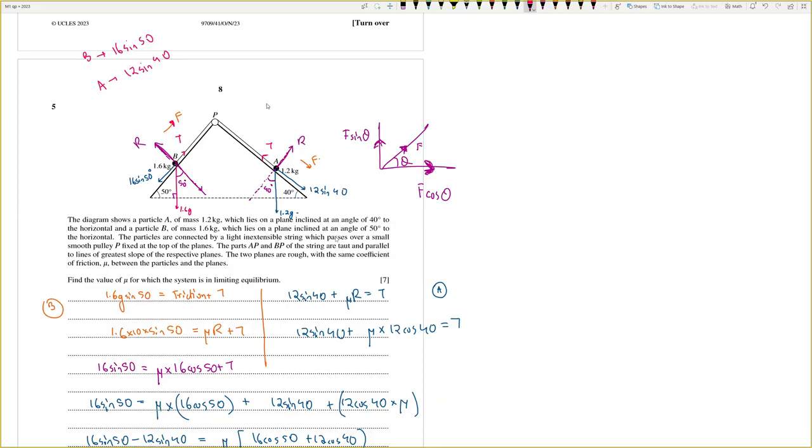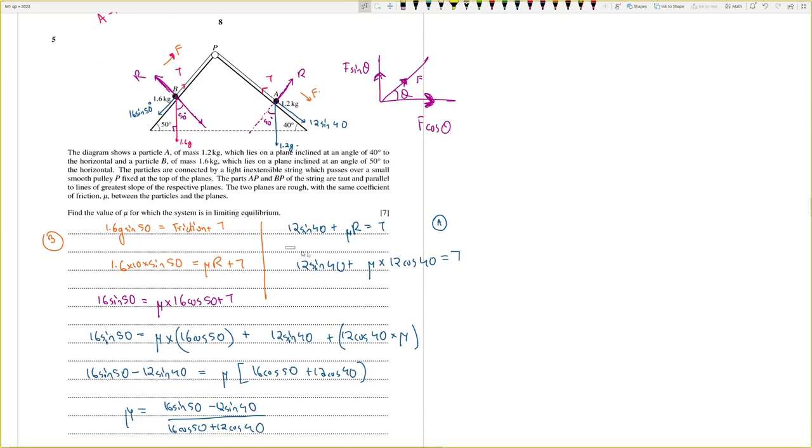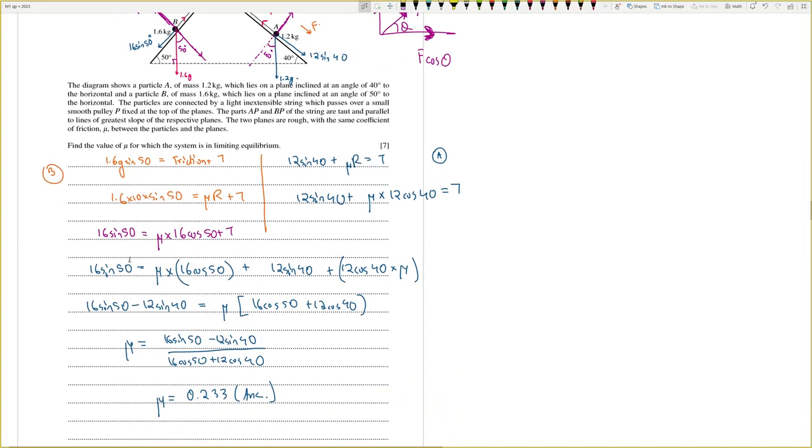Okay. So as you can look at the equations for B, it's 1.6 g sine 50 is equal to tension plus friction, which is mu R. And for A, it's 12 sine 40 plus mu R is equal to the upward tension. Now mu R, for R, the reaction force for B is 1.6 g cos 50, and for A, it's 1.2 g cos 40. Now, if you just input these, you actually get two equations, one of this and one for this.